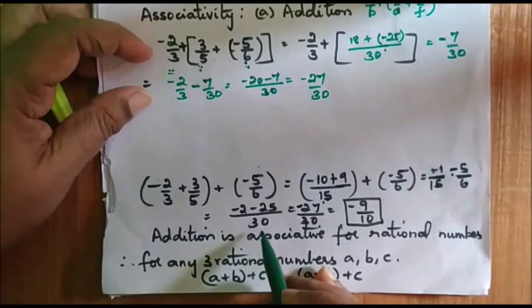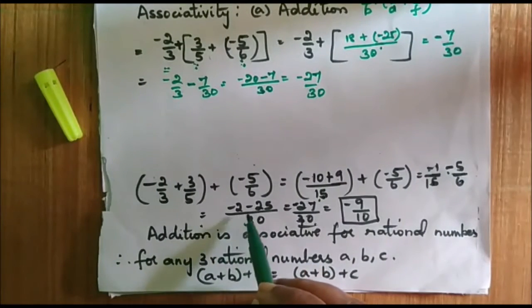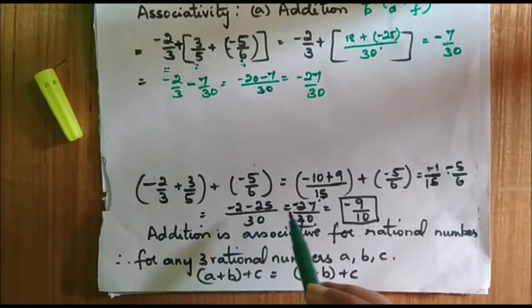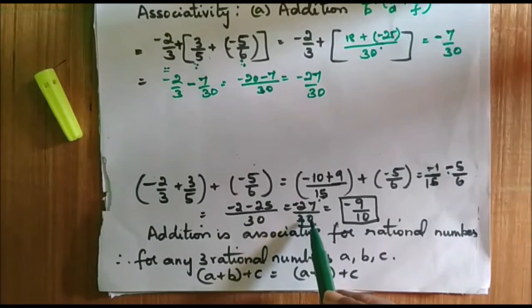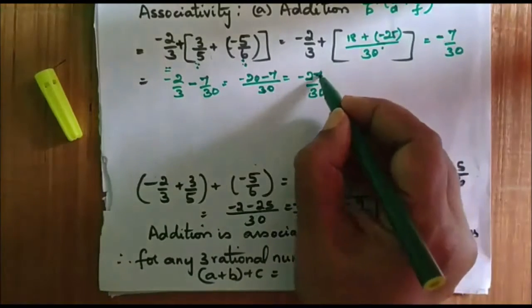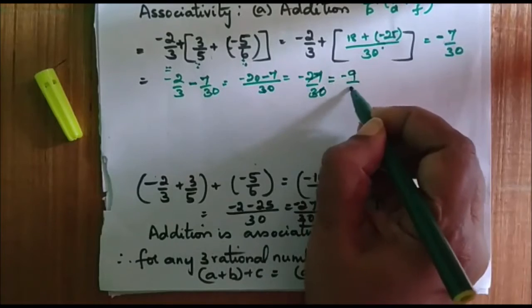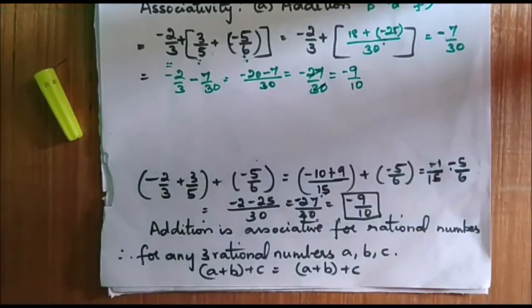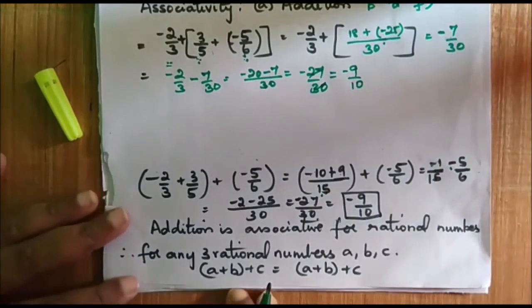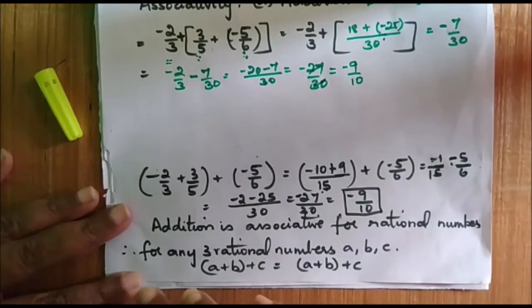Once again I take the LCM, it is 30. I get minus 2 minus 25. When I add it, I get minus 27 by 30, which is minus 9 by 10. This also you can further reduce as minus 9 by 10. Hence the answer is the same in both the cases. So addition is associative for rational numbers.